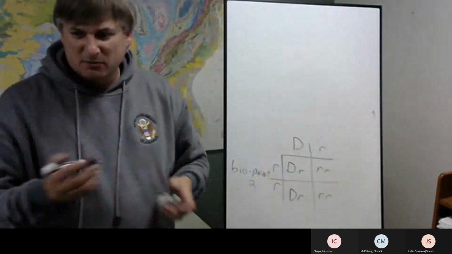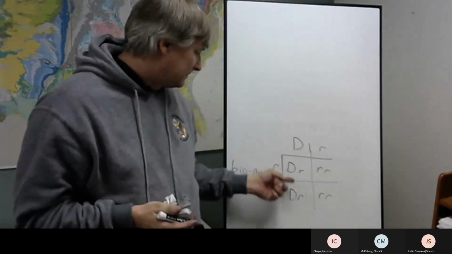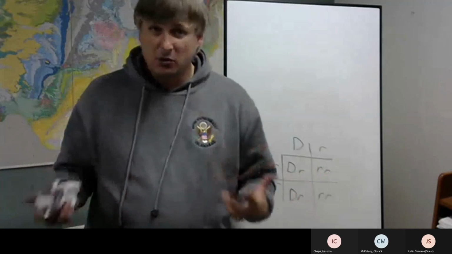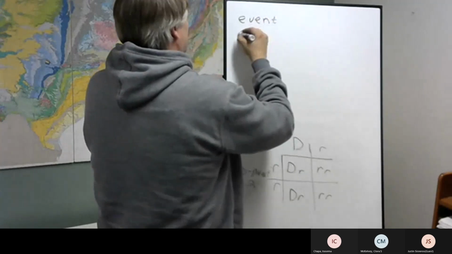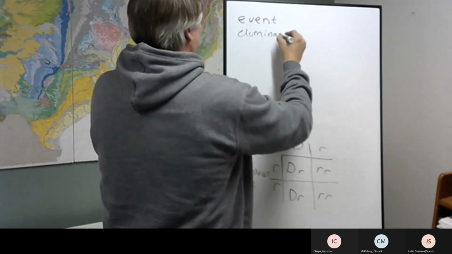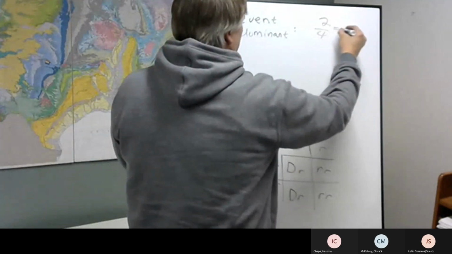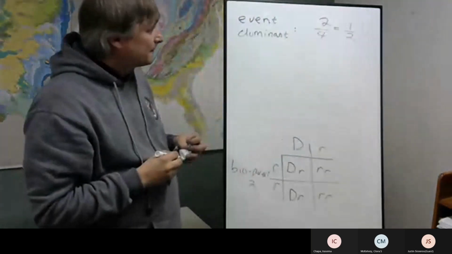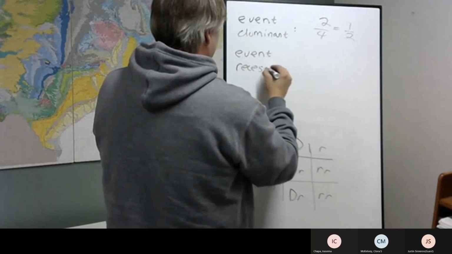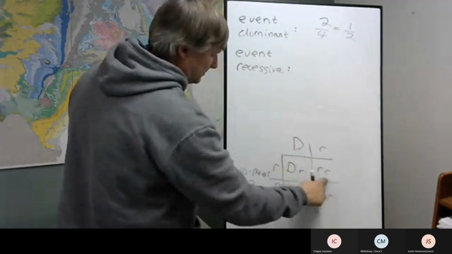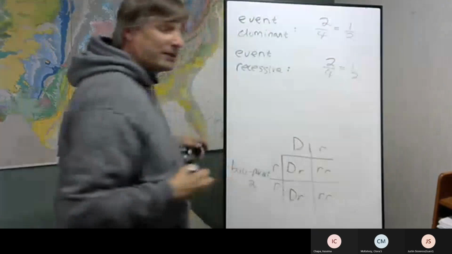Again, assuming that inheriting an allele is not biased, what are the chances of getting the dominant trait or the recessive trait showing through? Well, for the dominant, the probability is 2 out of 4, or 1/2. And for the event of getting recessive, well, again, that's 2 out of 4, or 1/2.